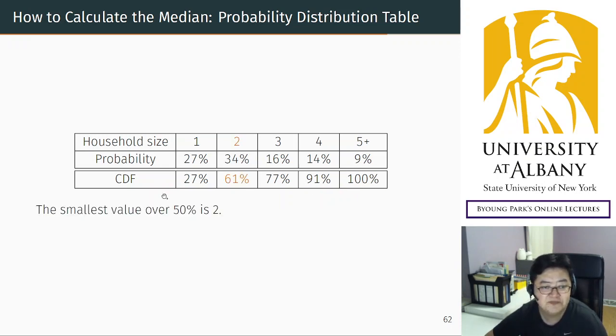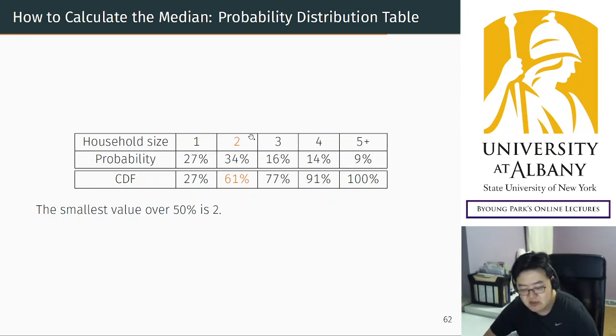And among them, after calculating the cumulative probability, the smallest value over 50% is 2, right? So 1 does not exceed 50%, so it fails. And then the next one exceeds 50%, and this is the smallest. So automatically 2 is the median. So 2 is the median household size.